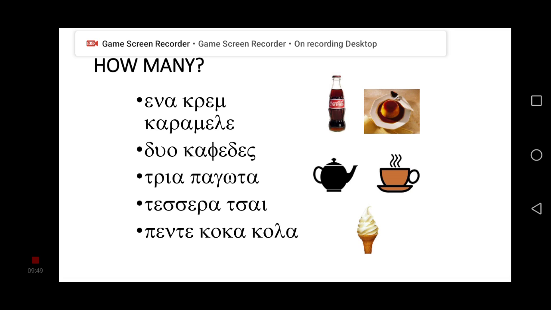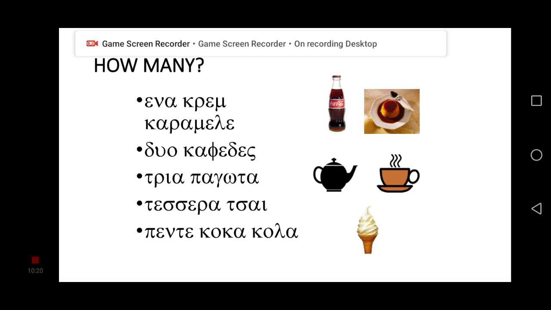The first one, ena creme caramel. Did you get that? So it's 1 creme caramel. Yum, yum. The second one, δύο καφέδες. So you can say ena cafe, δύο cafedes. That's a plural, a slightly irregular plural. So 2 coffees. Did you get cafe from that? Tria pagota is the ice cream. So 3 ice creams. Pagoto, anything frozen, ice cream.